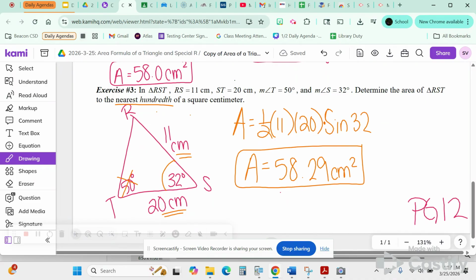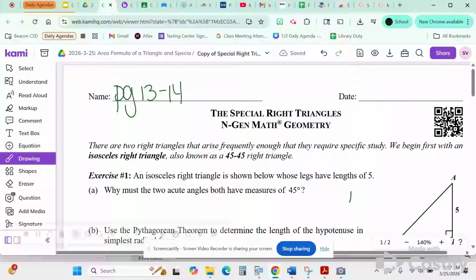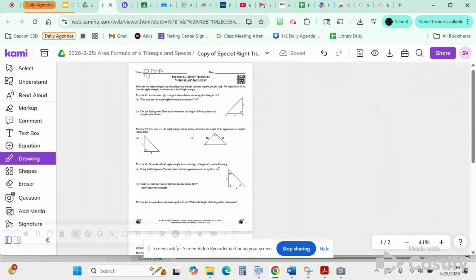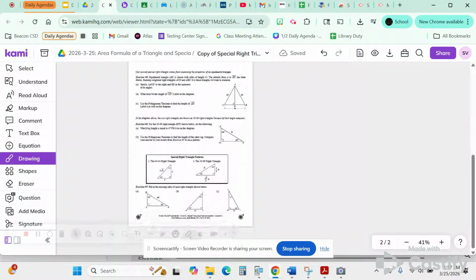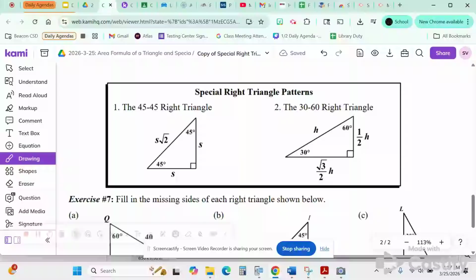If we go over to special right triangles, that's on page 13 to 14. We honestly skipped this whole page here. There are a lot of extra notes that I was hoping to go through, but honestly, we just skipped all of it, and we just stuck with exercise 7. So we skipped 5 and 6 as well. And we just went right into the meat of it and looked at the two special right triangles we have.